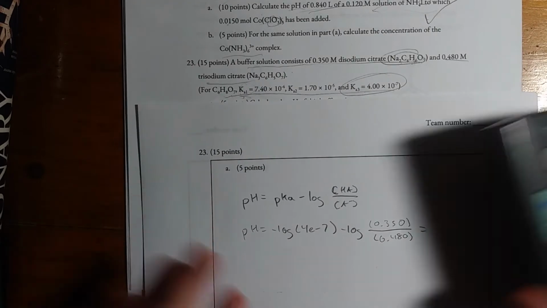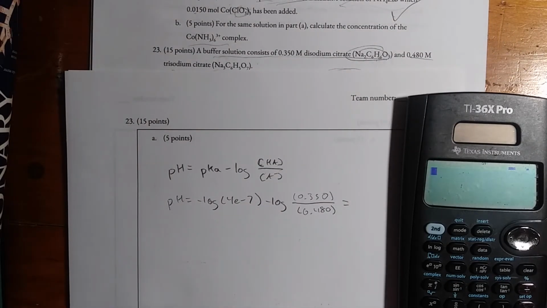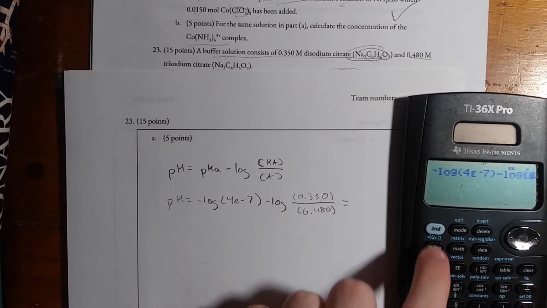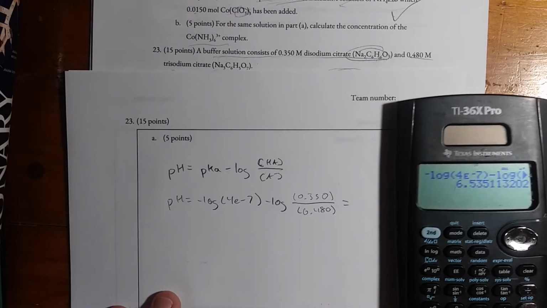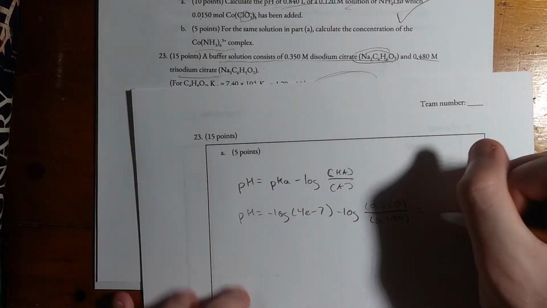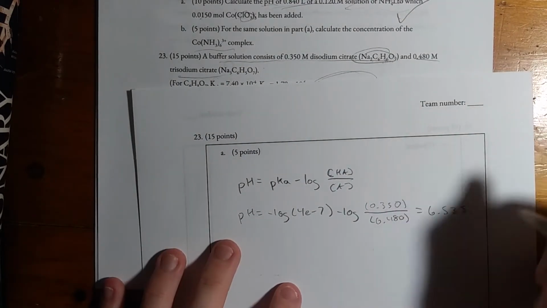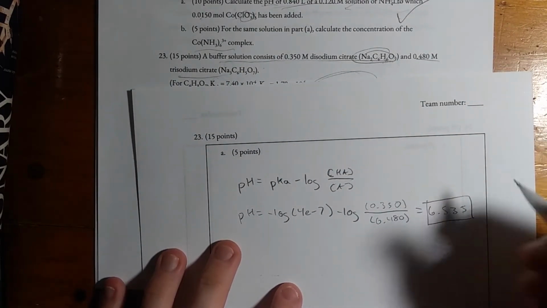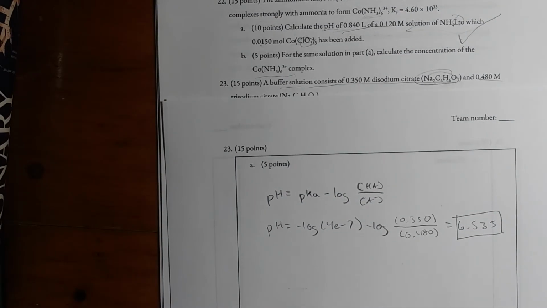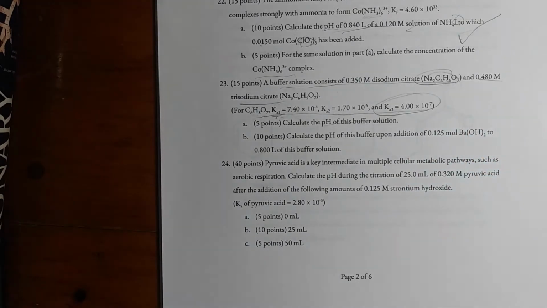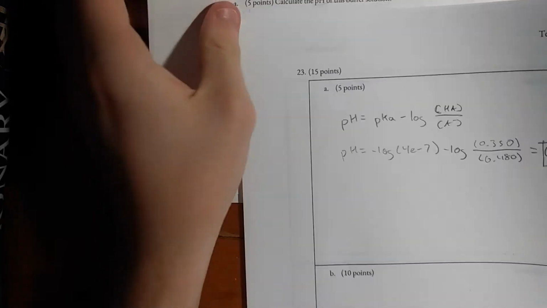So let's do negative log of 4e-7 minus log of 0.35 over 0.48. 6.535. Is that what it asked for? Yeah. Calculate the pH of this buffer solution. That was pretty straightforward, honestly. Henderson-Hasselbalch, boom, boom, you're done. As long as you catch the little trick there where you have to use Ka3. So let's move this down.